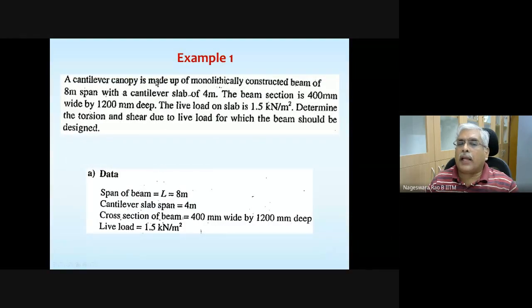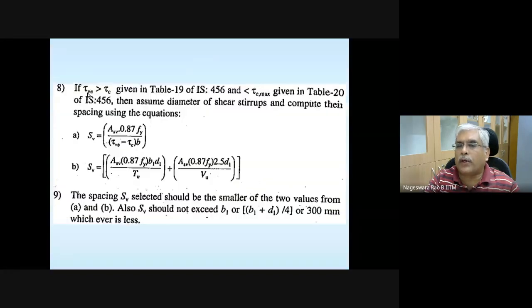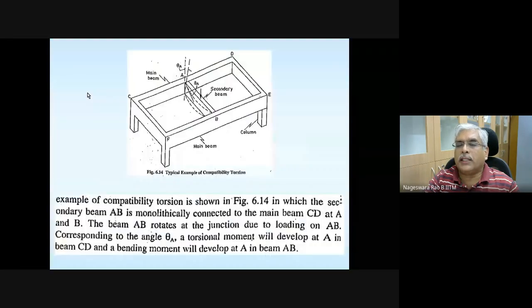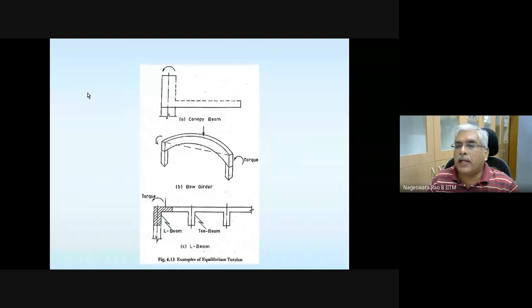A cantilever canopy is made up of a monolithically constructed beam of 8 meters span. The 8 meter span is out of the board. Let me go back and show you this. The 8 meter span is whatever is coming out of the board, that is 8 meters. And the cantilever slab span is in this direction. This is the cantilever slab span, whereas the span of the beam is whatever is coming out of the board.